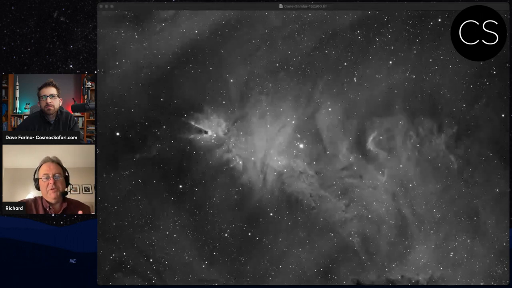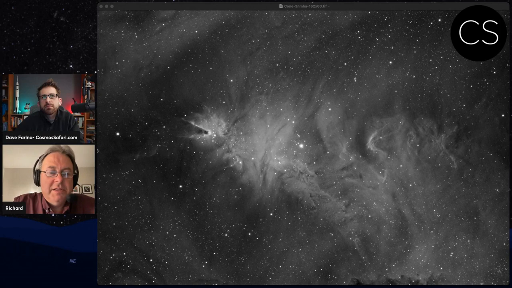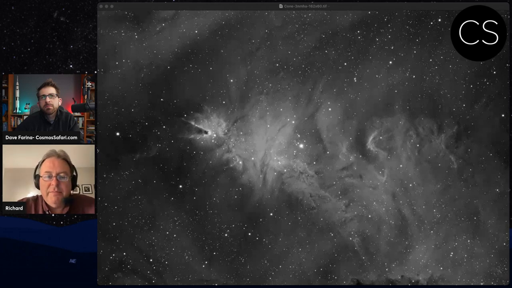I've been told many times you can't do 1 minute exposures with narrowband. This is at F7, by the way. This is on a very, very late model CMOS camera, of course. Player One Poseidon, by the way, I don't mind plugging them a little bit. Very, very clean.